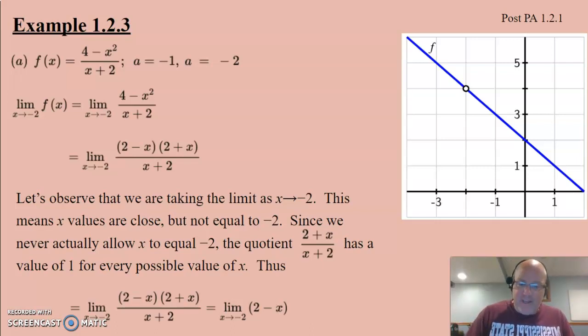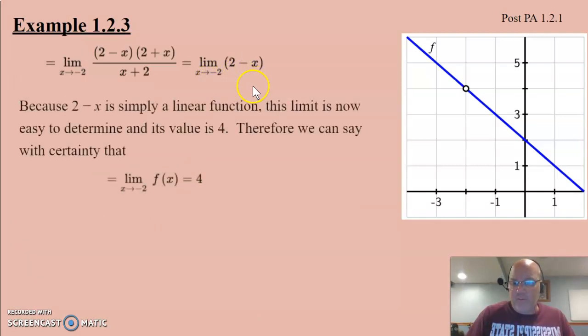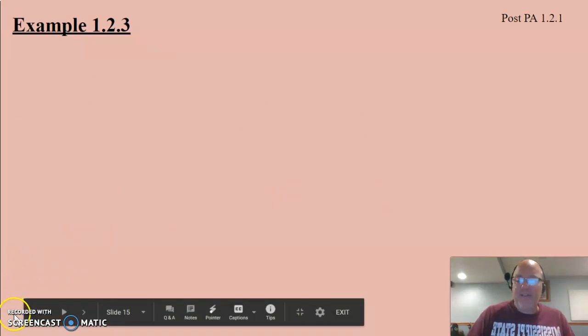And that's a good thing because now when I take the limit as x approaches negative 2 of 2 minus x, that's a linear function, it's continuous, I can plug negative 2 in for x, and I get 2 minus a negative 2, which is in fact 4. Good news, because that supports the table, that also supports the graph. And we're going to look at the next function in the next video.